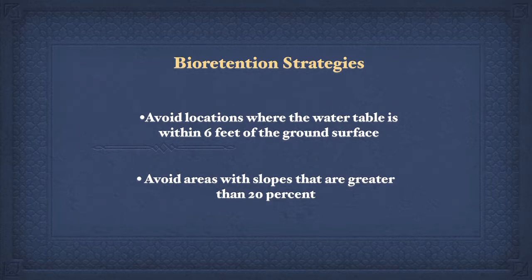Bioretention is not an appropriate strategy at locations where the water table is within 6 feet of the ground surface and where the surrounding soil stratum is unstable. In cold climates, the soil may freeze, preventing runoff from infiltrating into the planting soil. The strategy is also not recommended for areas with slopes greater than 20% or where mature tree removal would be required. Clogging may be a problem, particularly if the bioretention area receives runoff with high sediment loads.